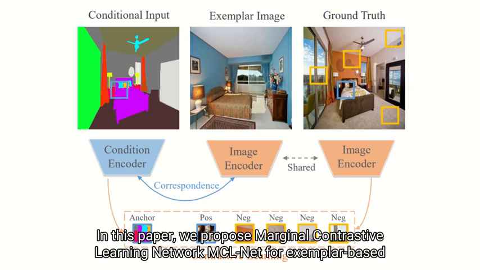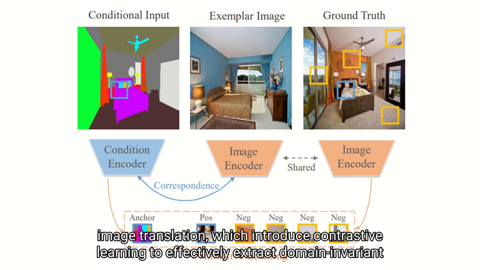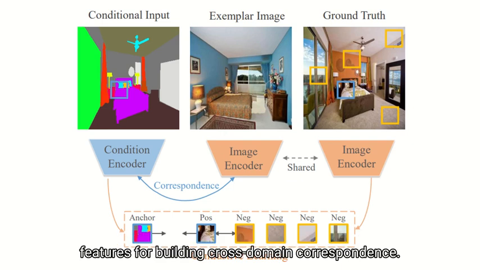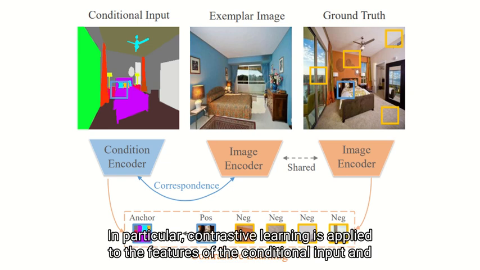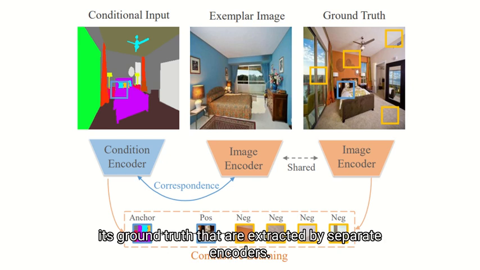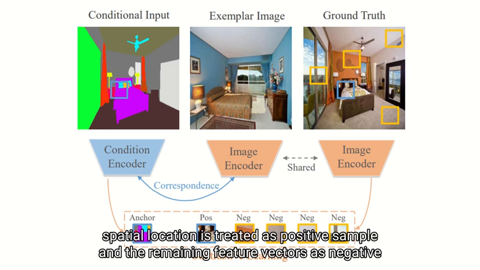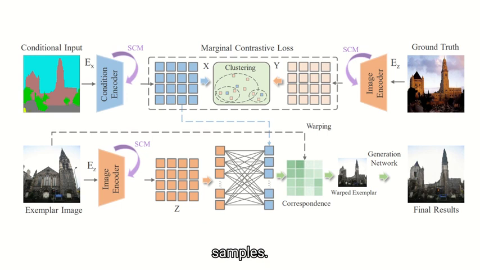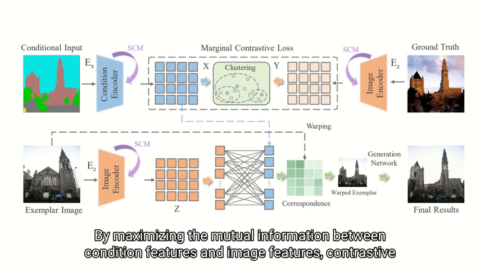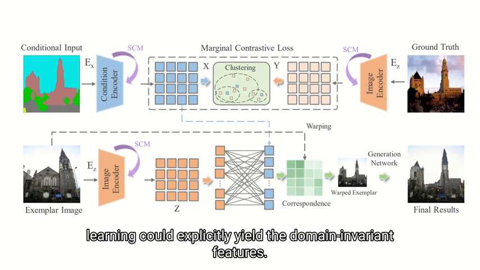In this paper, we propose Marginal Contrastive Learning Network (MCLNet) for exemplar-based image translation, which introduces contrastive learning to effectively extract domain-invariant features for building cross-domain correspondence. In particular, contrastive learning is applied to the features of the conditional input and its ground truth that are extracted by separate encoders. Each input feature vector is treated as an anchor, while the feature vector in the same spatial location is treated as the positive sample and the remaining feature vectors as negative samples, by maximizing the mutual information between condition features and image features.